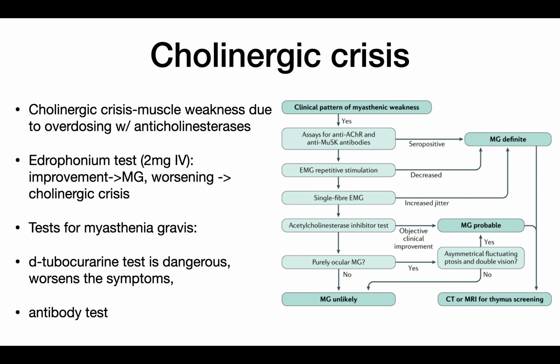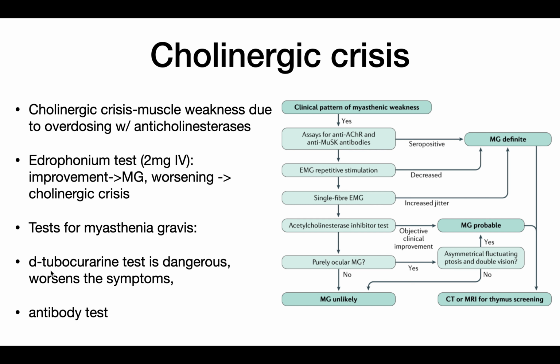Okay, what's a cholinergic crisis? That's going to be muscle weakness due to overdosing with the anticholinesterase. So, giving the edrophonium test, if you give them the medication IV, there's going to be improvement. That's going to be a sign of myasthenia gravis. If it worsens, it's going to be a cholinergic crisis.